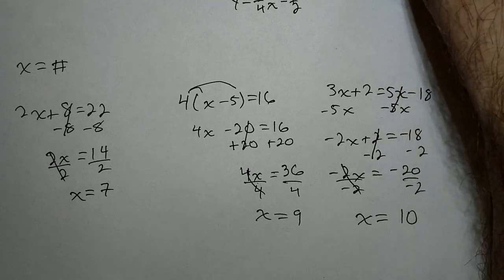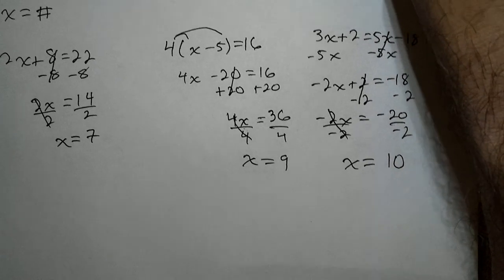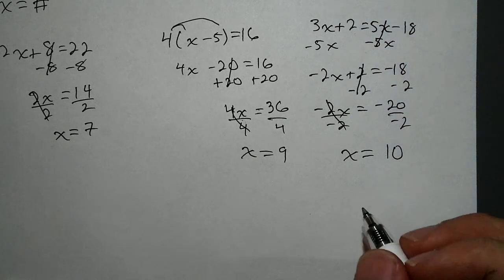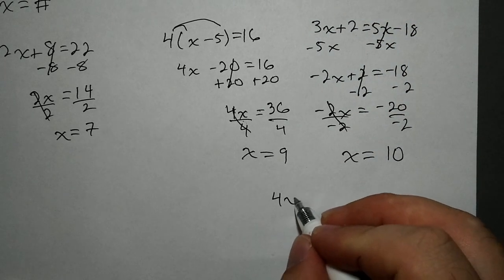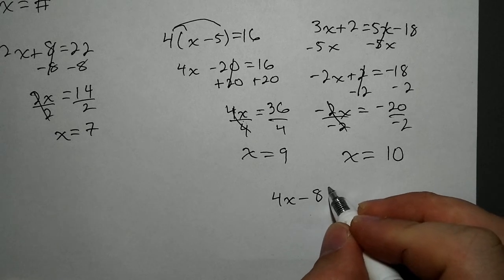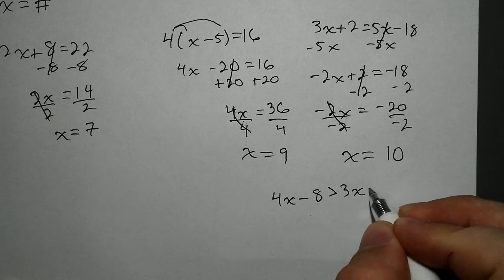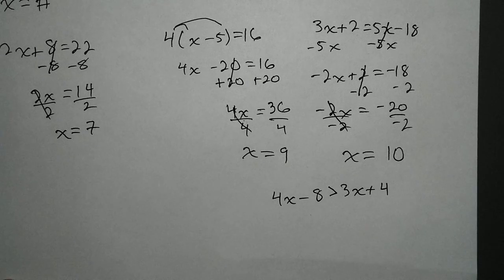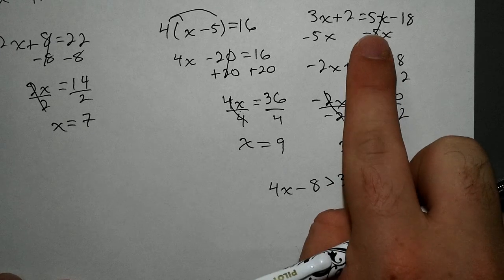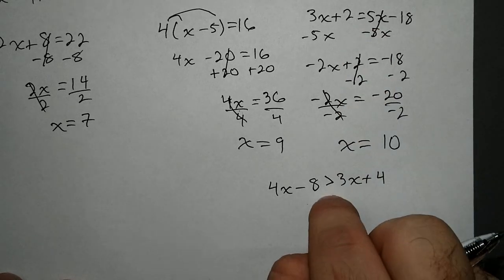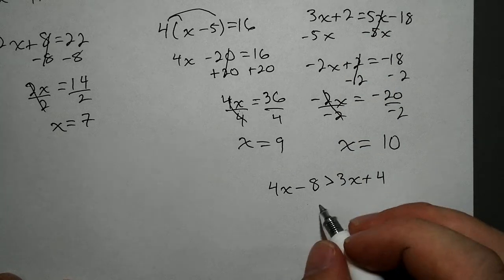Now, where I've seen people really mess up this year when we just had to solve for x is when they throw in an inequality. Let's say we had 4x minus 8 is greater than 3x plus 4. Well, you're going to solve it and just imagine there's an equal sign, and at the end we'll put in our symbol that we need.